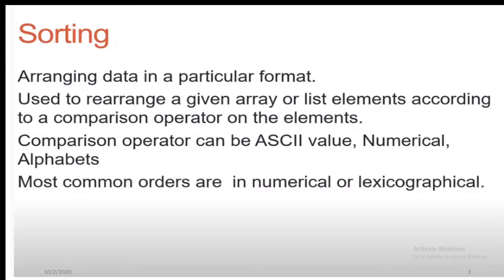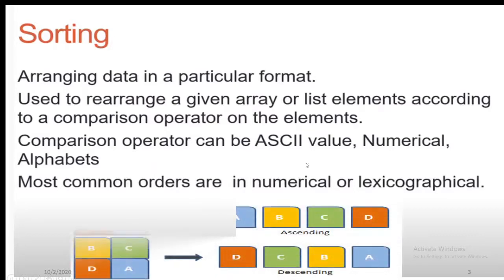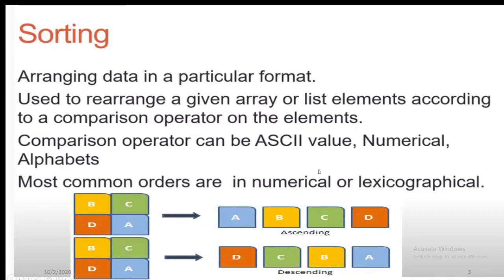For example, here is a very interesting line: arranging data in a particular format, used to rearrange a given array or list elements according to a comparison operator on the elements. Here it is mentioned that the comparison operator can be ASCII value, numerical, or alphabets. In simple words, sorting refers to ordering data in an increasing or decreasing fashion according to some linear relationship among the data items.